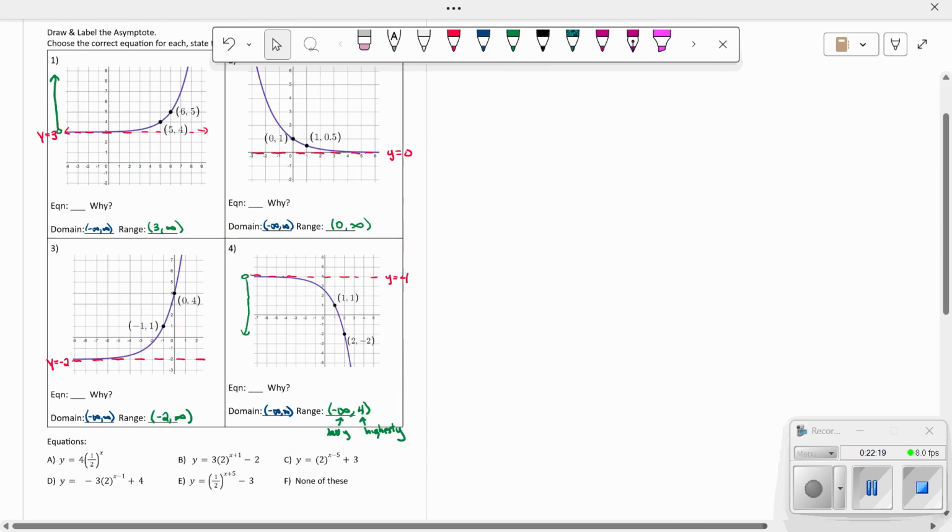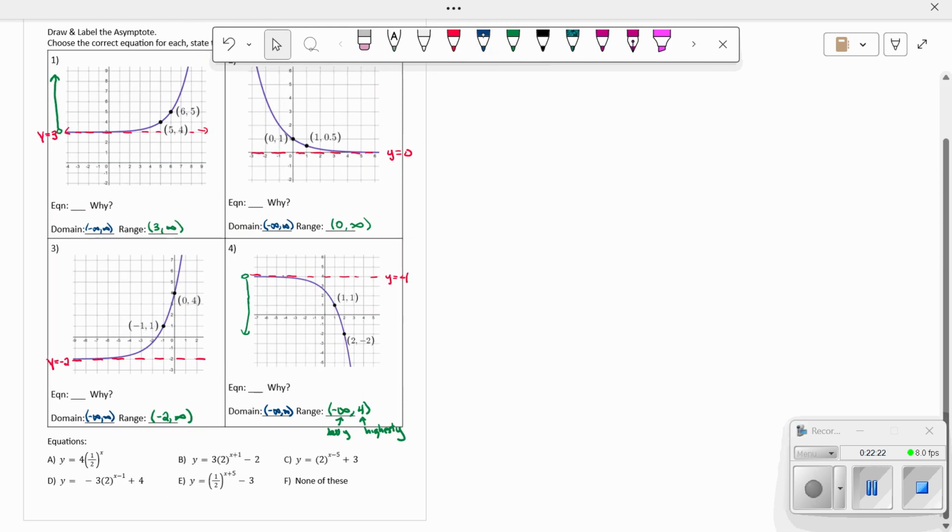Now we need to use this information to match with equations. So if I am looking at a y asymptote, a horizontal asymptote here that is up 3, I need an equation that has a shift up 3. So looking at my equations down here, C is possible, but it could also be none. Right away, I can eliminate A, D, B, and E when I'm talking about equation 1. Okay, so C went up 3.